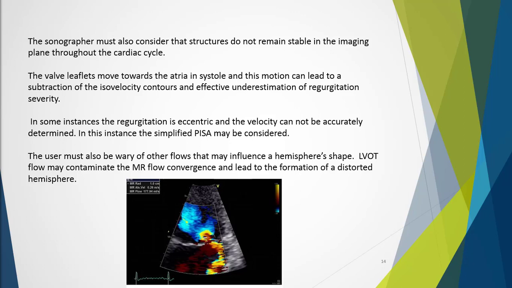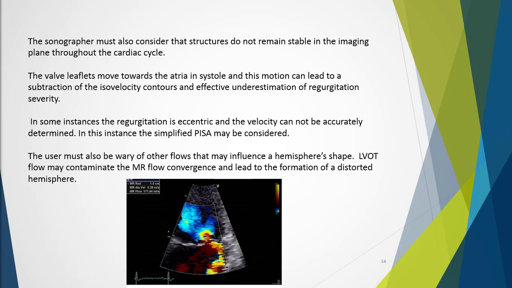The sonographer must also consider that structures do not remain stable in the imaging plane throughout the cardiac cycle. In mitral valve prolapse, the leaflet moves towards the atrium in systole, and this motion can lead to a distortion of the isovelocity contours and effectively underestimation of the regurgitation severity. In some instances, the regurgitation is eccentric, and the velocity cannot be accurately measured. In this instance, a simplified PISA may have to be considered.